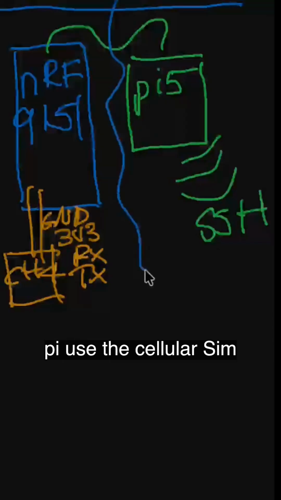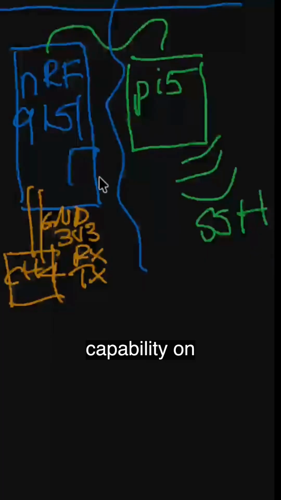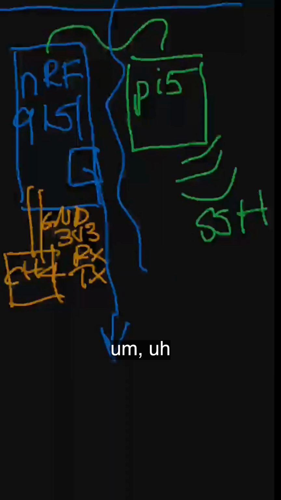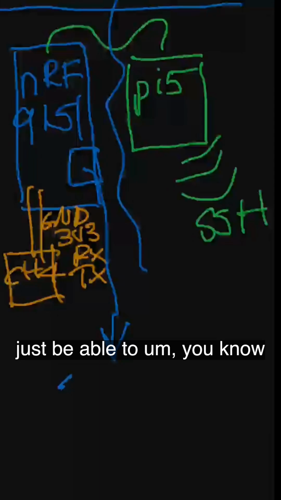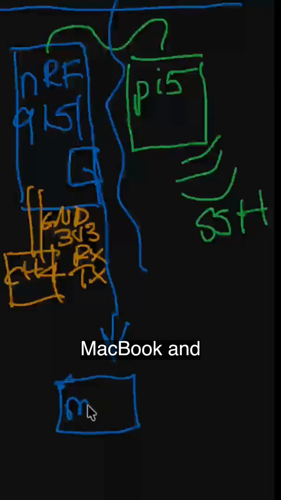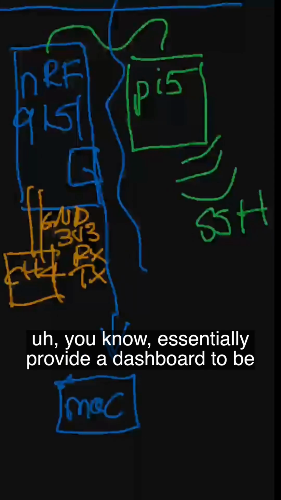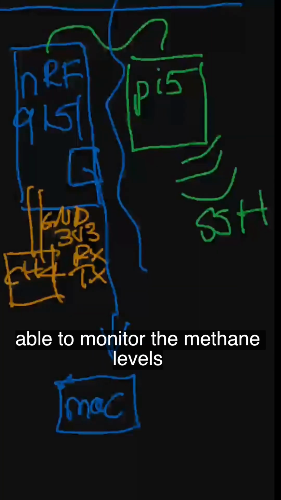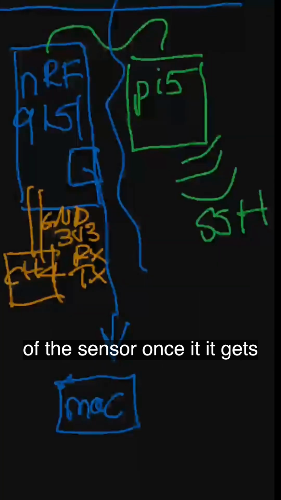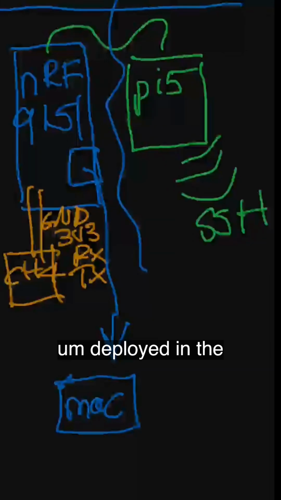And so the goal now is going to be to eliminate the need for the Pi, use the cellular SIM capability on the nRF9151, and just be able to connect directly to my MacBook, and essentially provide a dashboard to be able to monitor the methane levels of the sensor once it gets deployed in the field.